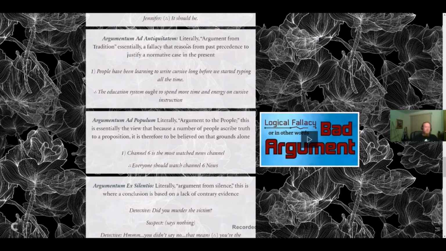This is where you say, well, just because we've always done something, we should be doing it that way. The example I have, people have been learning how to write cursive long before we started typing all the time. Therefore, the education system ought to spend more time and energy on cursive instruction. This is something I could not disagree with more.